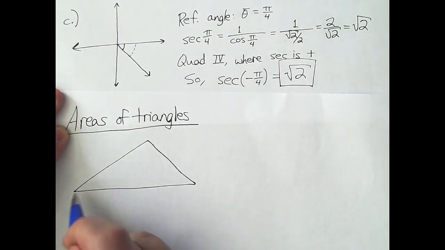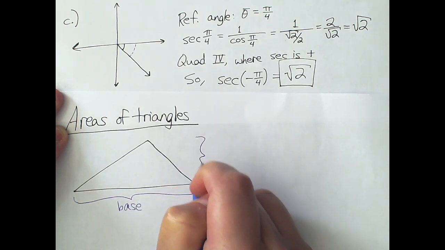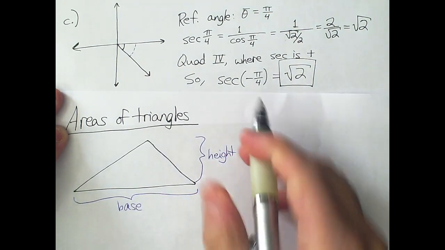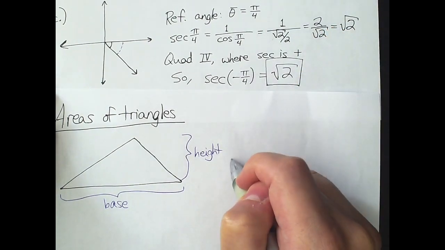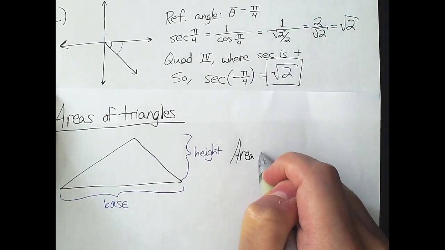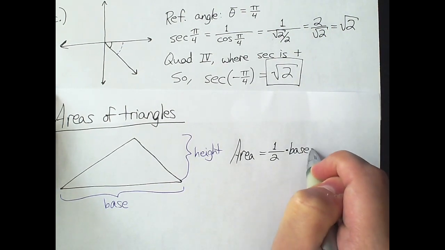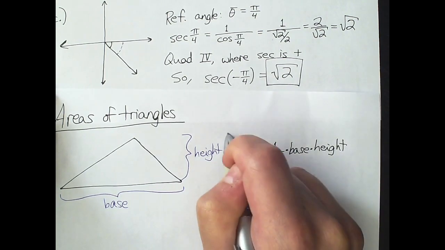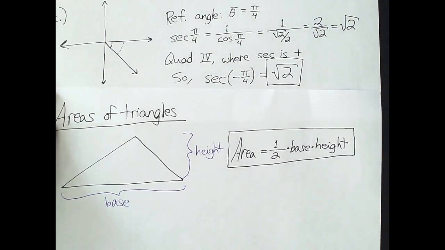You know that maybe we could call this the base, and we could call this the height. And if we knew the base and if we knew the height, then we could say that the area of the triangle is 1/2 times the base times the height. That's a general formula for the area of a triangle that you might have learned a long time ago. And it's still true for us.